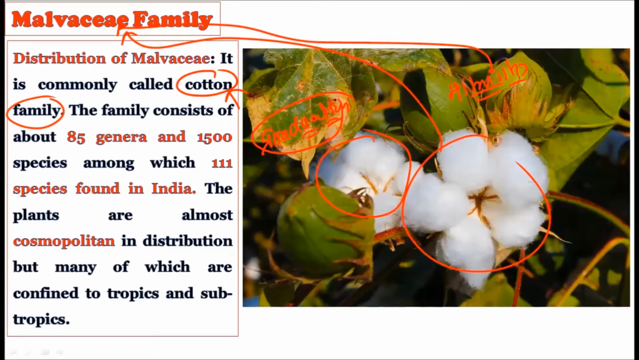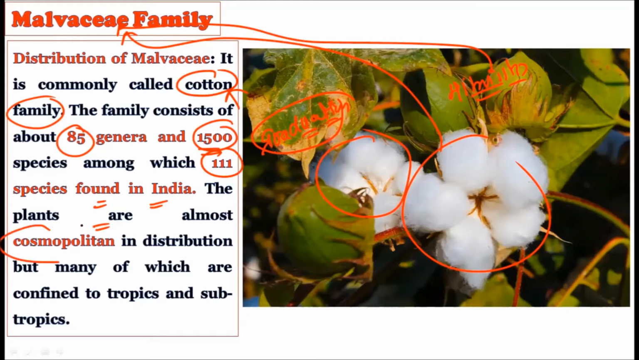So the Malvaceae family is generally called the cotton family, because the cotton plant, the genus Gossypium, belongs to this family. And the hibiscus, the very famous example we studied in graduation or any botany syllabus, also belongs to the Malvaceae family. Now the family consists of 85 genera and 1500 species. Of course, this number can change from book to book. Among these, 111 species are found in India.